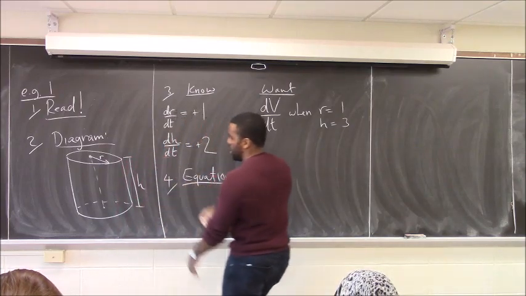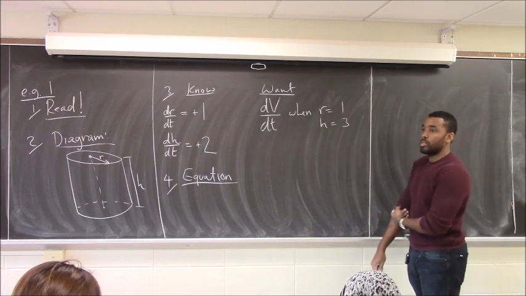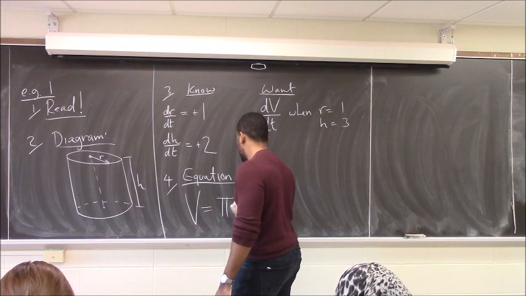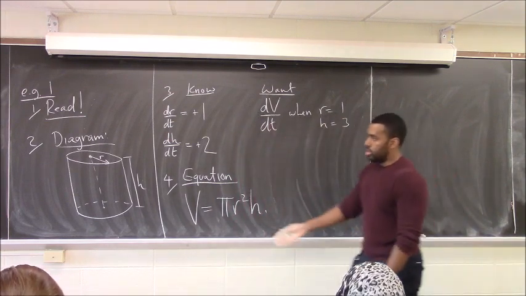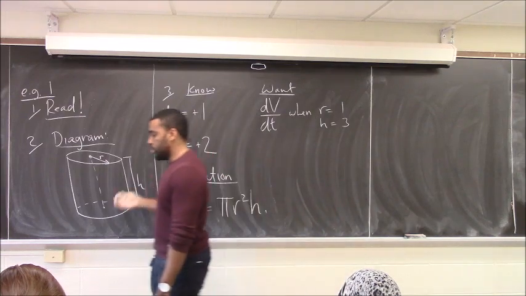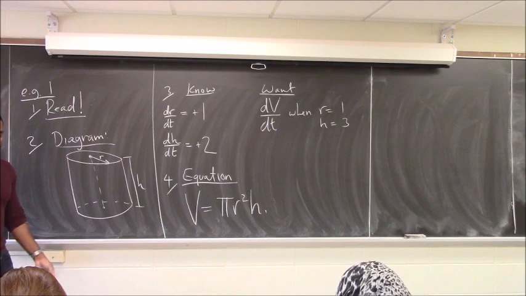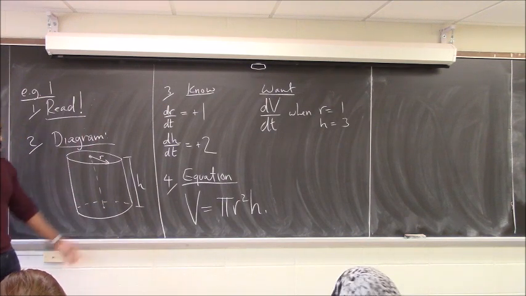Does anyone know how V relates to R and H from a picture like this? Yeah. V equals pi r squared h. This is what you call, once it's a right circular prism, the volume of a prism is the area of the base times the height. That's always what it's going to be. So the area of the base is pi r squared times the height is h. That's your relationship.